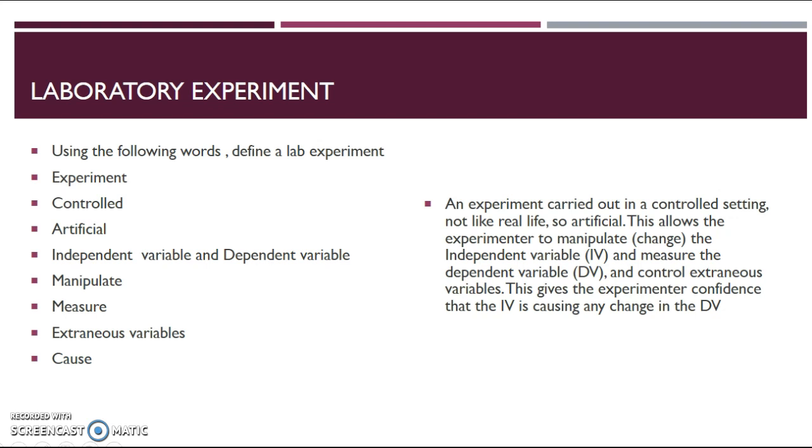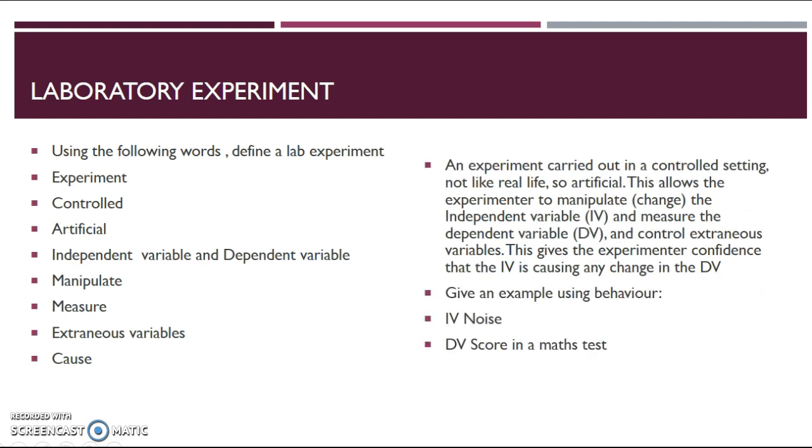And now I'd like you to give an example of a lab experiment investigating the connection between noise as an independent variable and the DV as a score in a maths test. Just explain how you would do a lab experiment to investigate that. So again, pause the video when you're writing that down, and then click on when you've finished.